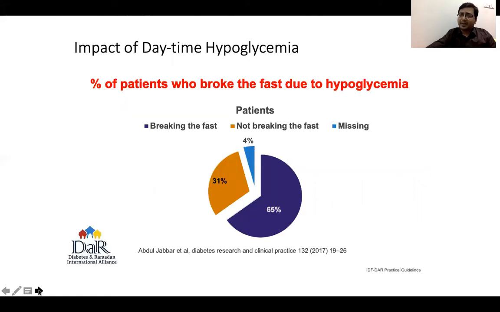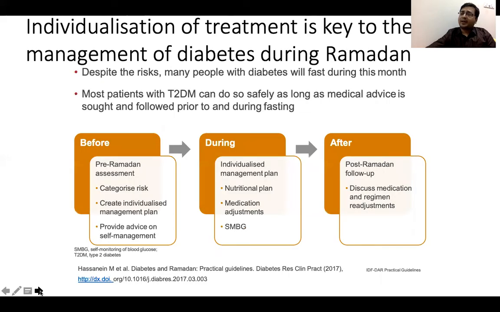So on the impact of daytime hypoglycemia, where we were much worried about hypoglycemia, it has been seen that the risk is very high. Especially in the daytime, the risk is very high because they are not taking food for a very prolonged period of time. And if somebody is taking some medications which lower the blood glucose, then in the noon time, the risk is very high. So individualization of the treatment is the key to the success of management of diabetes during this period. And despite the risk, many people with diabetes will fast. Most patients with type 2 diabetes can do so safely as long as medical advice is sought and followed prior to and during fasting.